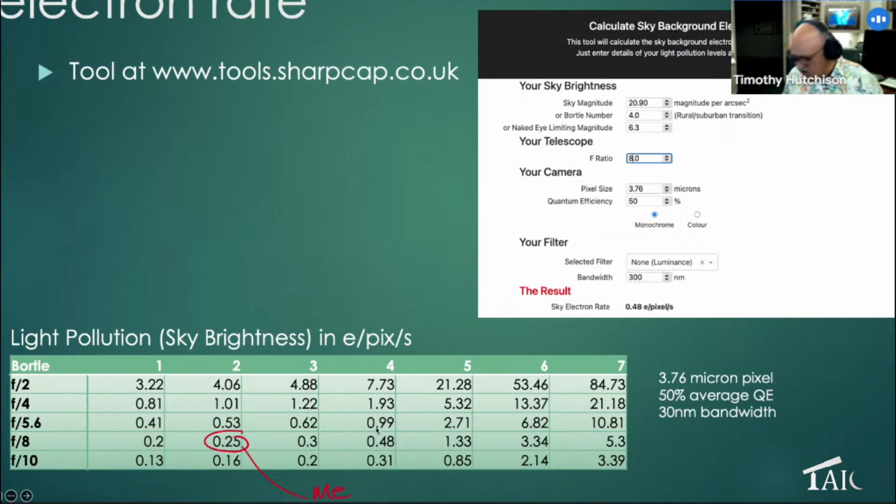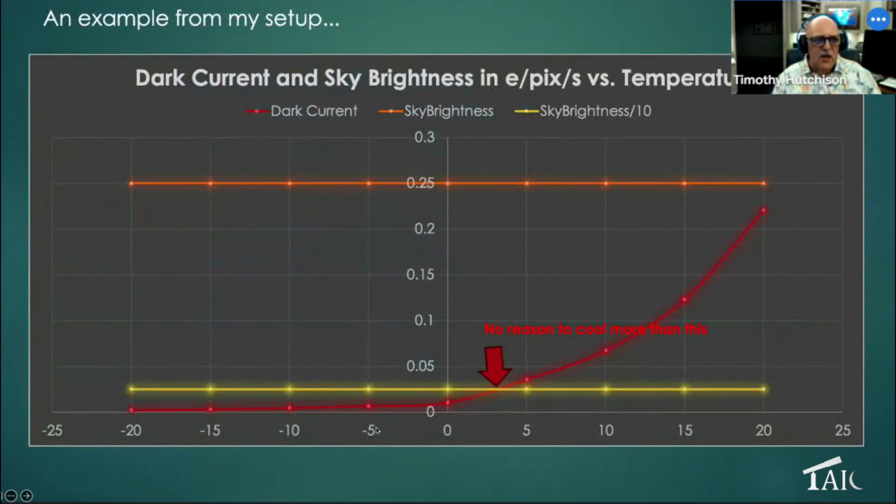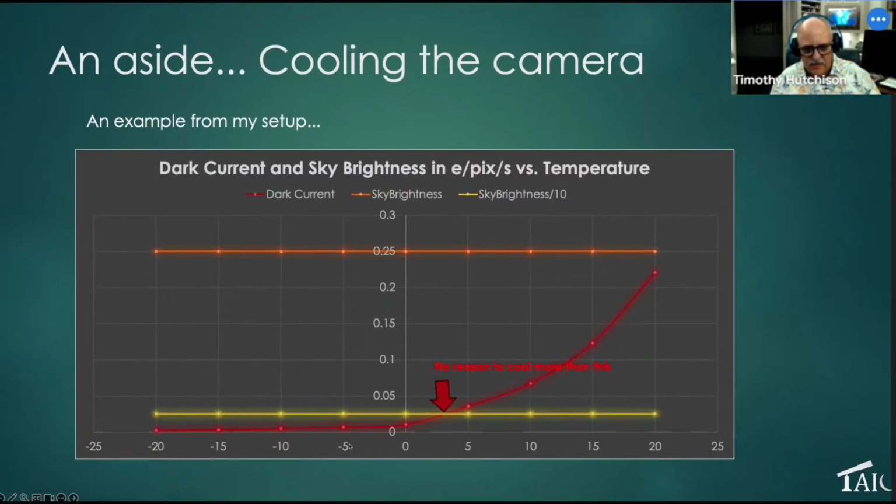Now, why am I talking about this? Why do we care? Well, this is why we care. All of us that are using a cooled astrophotography camera, we cool that camera down to try and lower the dark current that we talked about earlier, right? But in my case, I have 0.25 electrons per pixel per second coming in just from sky brightness, right? If I take 1/10 of that, I divide it by 10, I have 0.025.